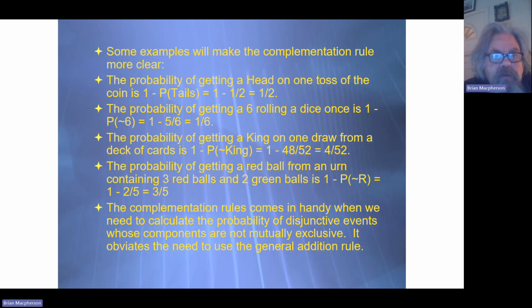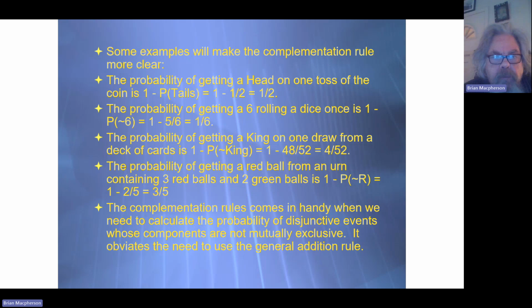The probability of getting a king on one draw from a deck of cards is, of course, 1 minus the probability of the complement class, which is getting no kings, which will be 1 minus 48 out of 52. There are 4 kings in the deck, and the other cards are non-kings, so the answer equals 4 out of 52.